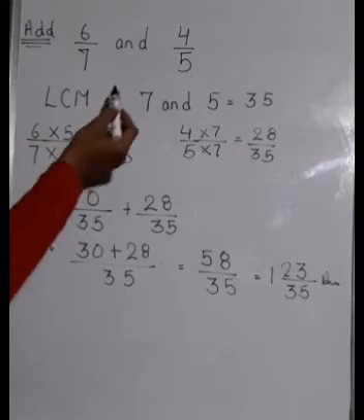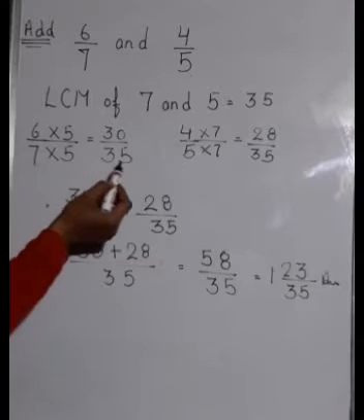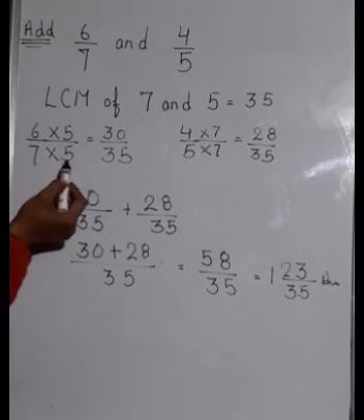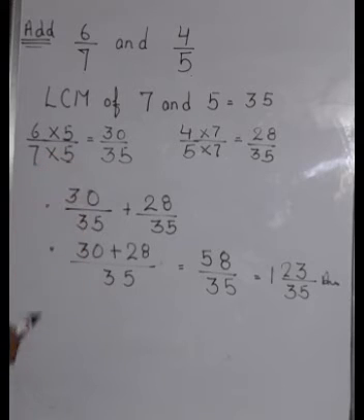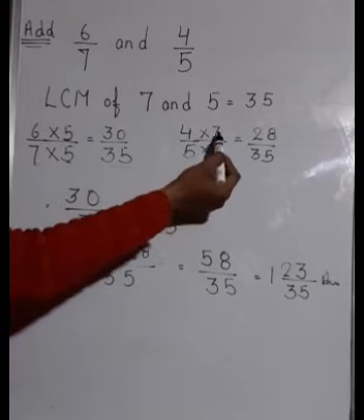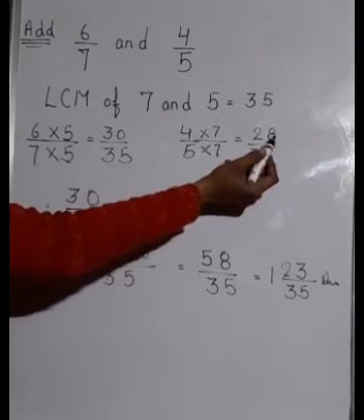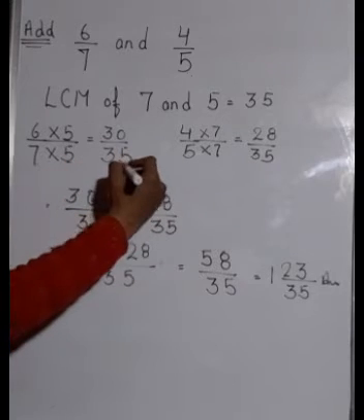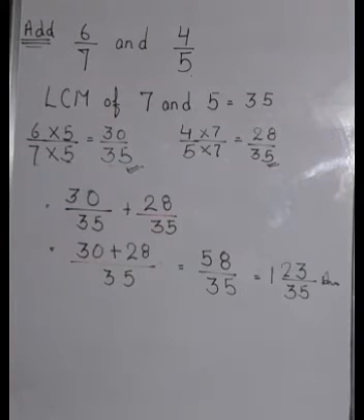Clear? Now for converting them into like fractions, I have to make the denominator equal to 35. If you are multiplying the denominator with some number, then you have to multiply the numerator with the same number. So this will be 6 5s are 30 and 7 5s are 35. And here I have multiplied both the numerator and denominator with 7, so I got 28 upon 35. Now these two fractions, 30 upon 35 and 28 upon 35, are like fractions. So it's very simple to add them.